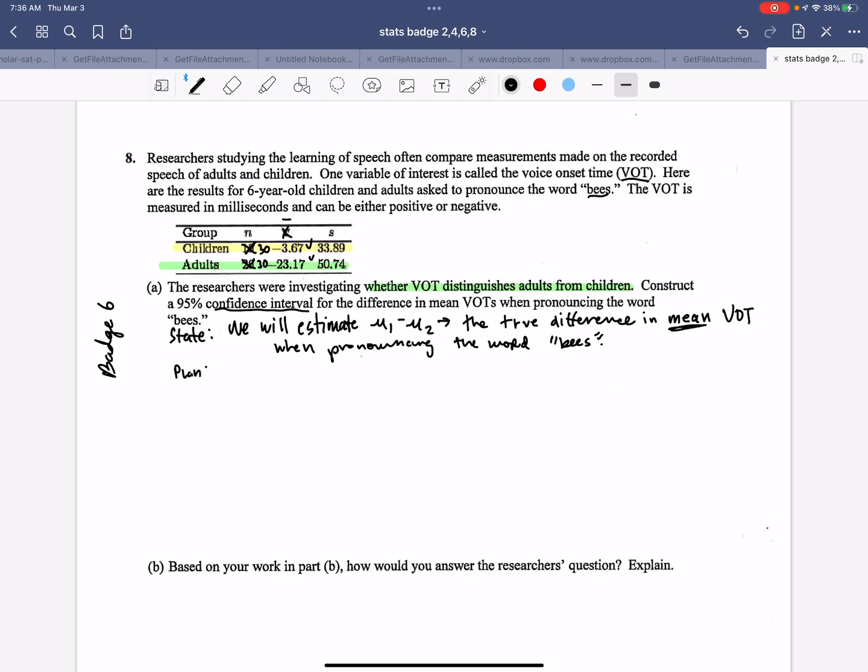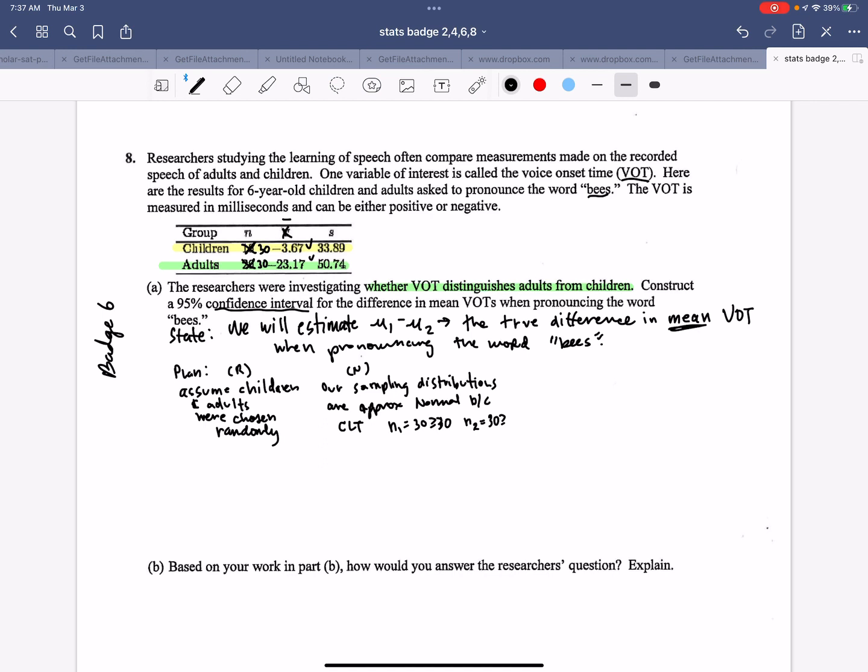All right, so let's get to our plan. We're going to say, assume that the children and the adults were chosen randomly. Notice how I changed the problem to 30, so we can say both of our sampling distributions are approximately normal because of the central limit theorem, because n1, which is 30, is greater than or equal to 30, and because our second sample size of 30 is also greater than or equal to 30.